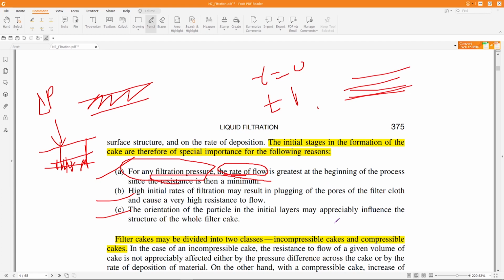Lastly, the orientation of particles in the initial layers may appreciably influence the structure of the whole filter cake. So this is your filter medium. Over it, the filter cake will form. Initially one layer will form, then a second layer, right? So what is the shape of the particles of the first layer of the filter cake? Their orientation, if it is cylindrical, or horizontal, or at some angle, or any other particular shape, will affect the whole filter cake, right?